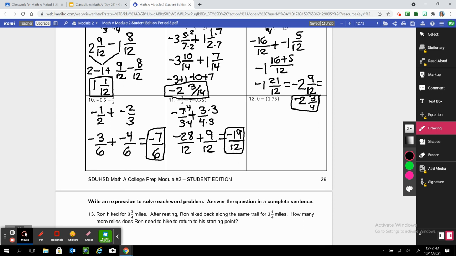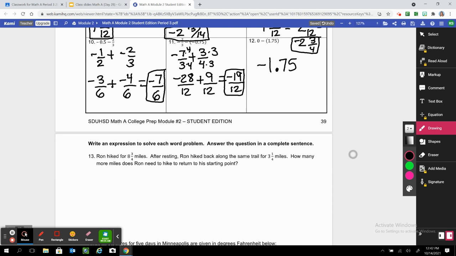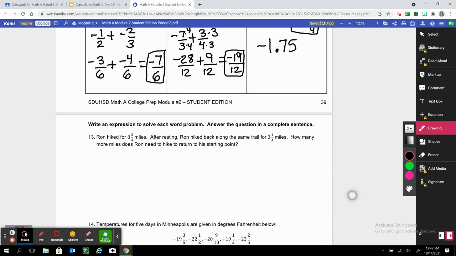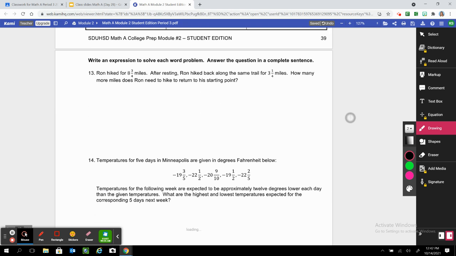All right, and this last one, if I'm taking anything away from 0, it just makes my answer negative. So I'm just going to write that my answer is -1.75. All right, let's go on to the next page. Make sure if you're in Kami, you just scroll down. If you're in Google Classroom app, click the right arrow, but don't save until the very end.